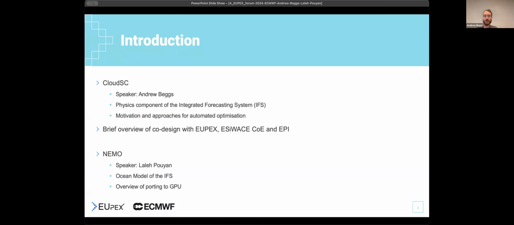Okay, so a brief introduction. I'm going to be talking about CloudSC, which is a physics component of the IFS. The reason we're going to be looking at this is because it's quite a significant portion of the runtime. We're going to have a look at the motivation for automated optimization techniques, and how we approach that. Then I'm going to do a couple of slides on easy ways, and then Lale is going to talk about NEMO, which is the ocean model of the IFS, and her work on porting it to GPUs.